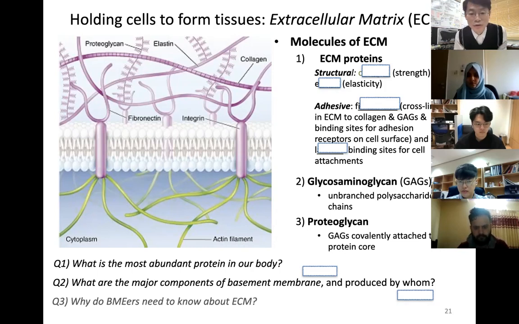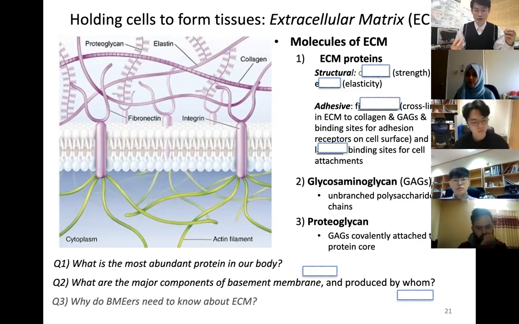And what are the major components of the basement membrane, and produced by whom? As I already said, a basement membrane is composed of laminin and collagen type 4. In fact, collagen has dozens of subtypes, so sometimes you have to, I only remember one. Collagen type 1 is fibrillar collagen, okay? So that's also very important. And collagen type 4 is forming the basement membrane. And then the question is, who makes this basement membrane?